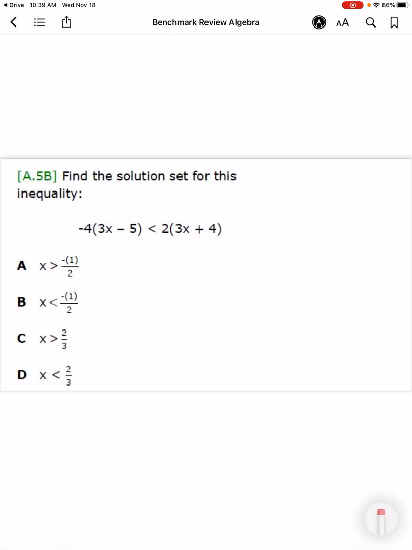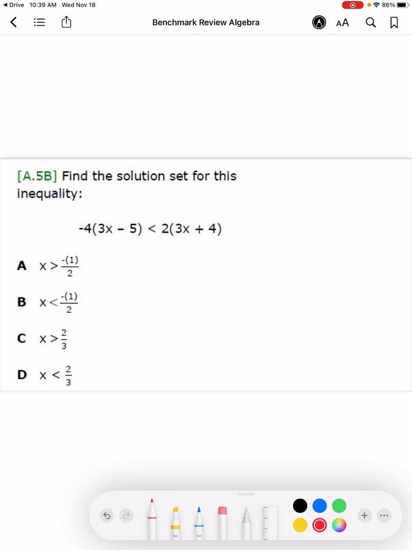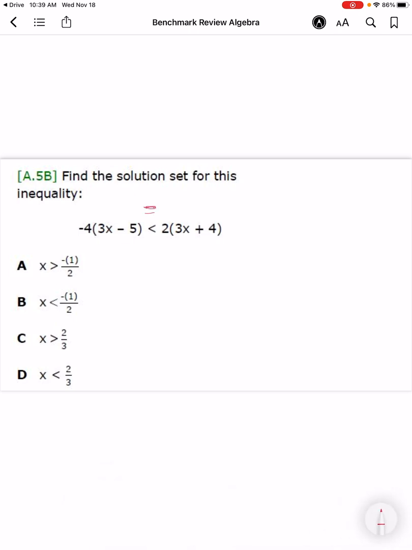You can use InSolve. You can change out your inequality symbol for an equal sign. You can plug that into InSolve, and then you should get an answer of 2/3. So you would have x, and you would know that x is 2/3. Now, that would help you eliminate answer choices A and B. But what that doesn't do is it doesn't allow you to know if it's greater than or less than.